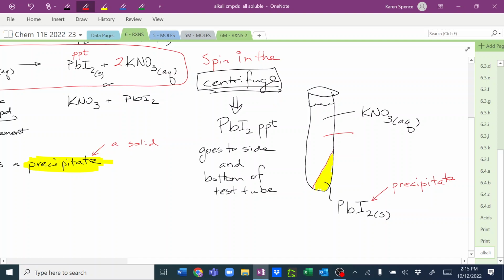This is the supernatant. Super means above. Natant. And I'm not quite sure why natant, because natal has to do with birth, so it's above the birth. I don't know. It's above the birth of the precipitate. I don't know. Yes.